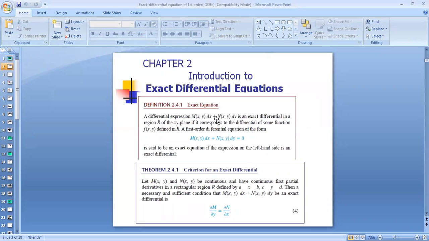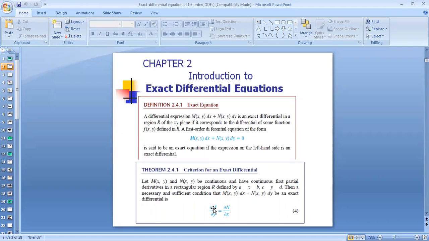Okay, the exact differential equation: when will a differential equation M dx plus N dy be an exact differential equation in a region R of the xy plane? Because there are two variables, x and y, if they correspond to the differential of the same function f of x, y defined in region R, a first order differential equation written in the previous form M dx plus N dy equals 0 is said to be exact if the expression on the left hand side is an exact differential. Actually there is a theorem for exact differential equations.